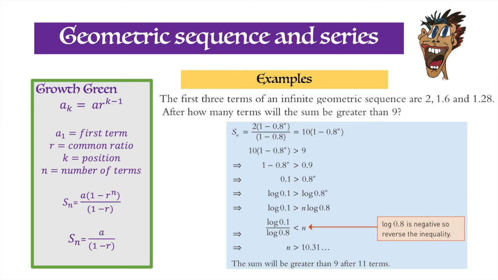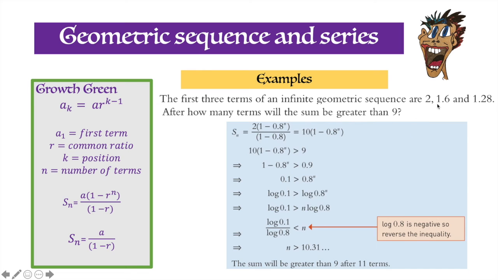The first 3 terms of this geometric sequence are 2, 1.6 and 1.28. And it says here, after how many terms will the sum of all of them be greater than 9? So I use my formula here, put in the values I know.